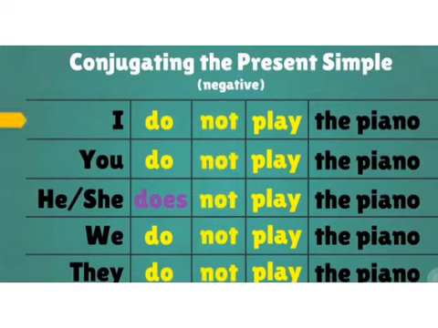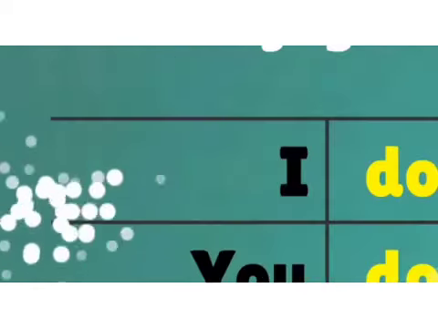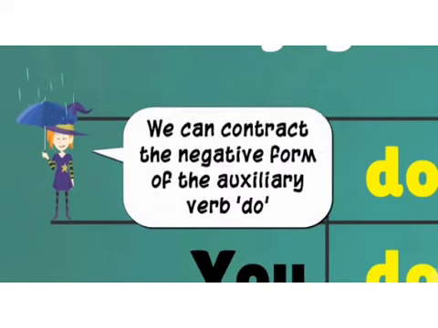So, here are the examples for negative sentences. I do not play the piano. You do not play the piano. He does not play the piano. He is singular, so add verb plus s or es. She does not play the piano. We do not play the piano. They do not play the piano. For all the plural subjects, we use the base verb without s or es.